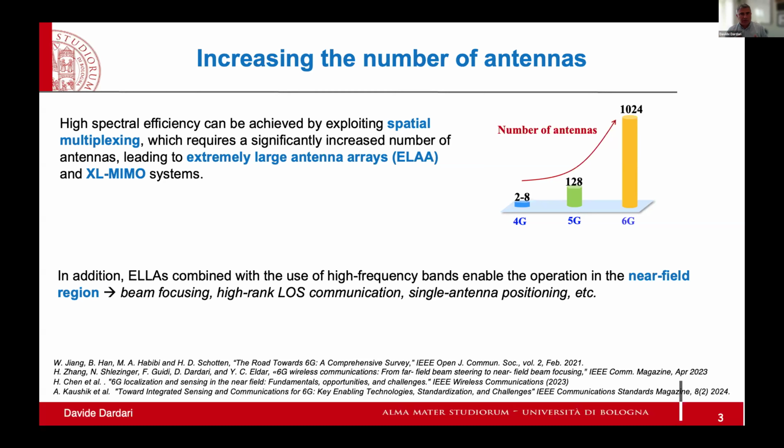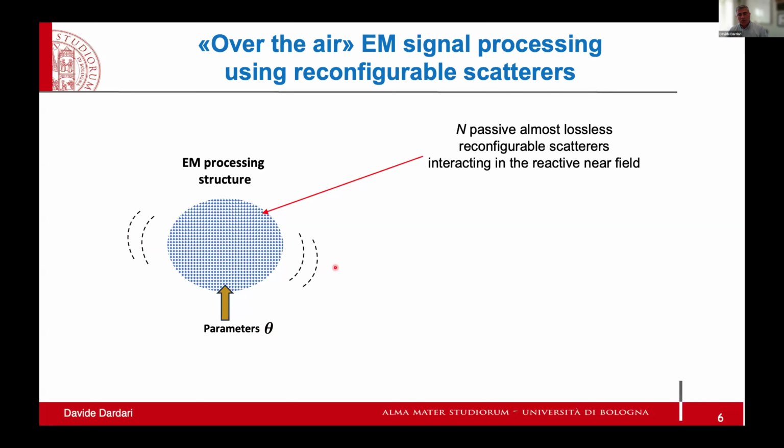Let me take the pointer. So what is the meaning of this? As a general setting, we suppose to have an electromagnetic processing structure composed of a huge number of passive, possibly lossless, reconfigurable scatterers that interact with each other in the reactive near field. By playing with the parameter vector theta, we can change the way these scatterers interact with each other and with the impinging electromagnetic wave, with the purpose of transforming the wave according to some desired result. The main purpose is to have a very high energy efficient structure, with almost zero latency because everything takes place at the speed of light, and low complexity.